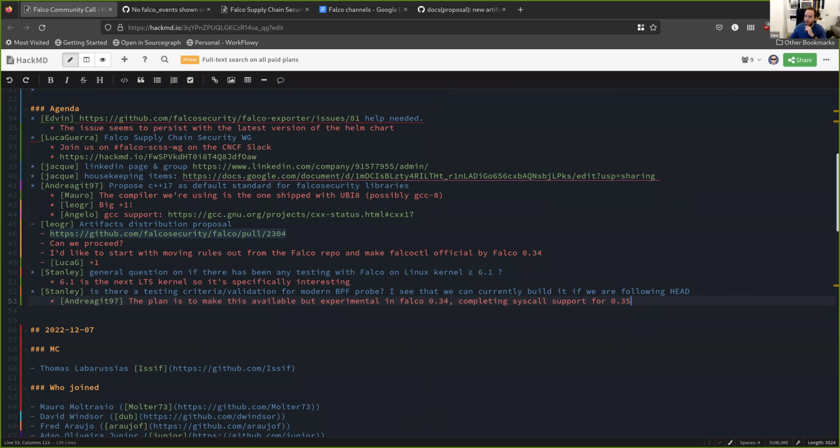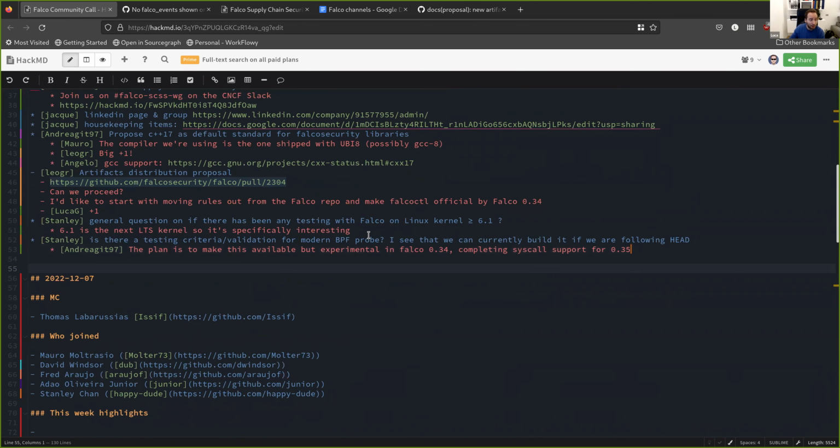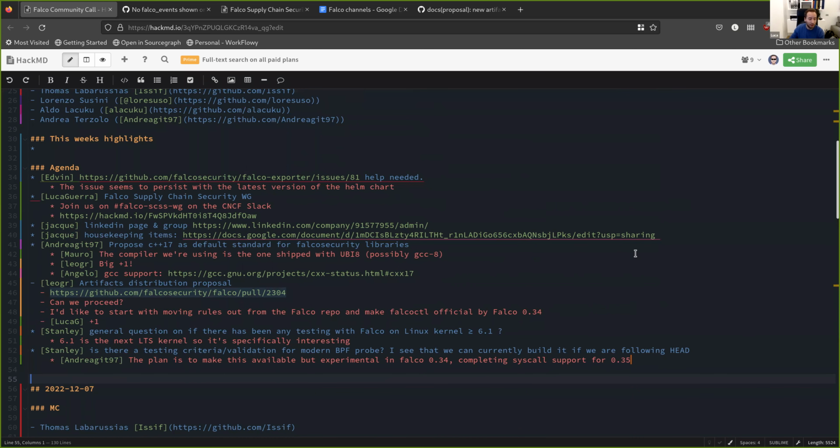Thanks a lot. Great to see interest in the modern BPF probe. We are all very excited about it. So I think for today we ran out of items. If anyone wants to add something, some people have added while we were speaking, but if you didn't and you thought about something, please.